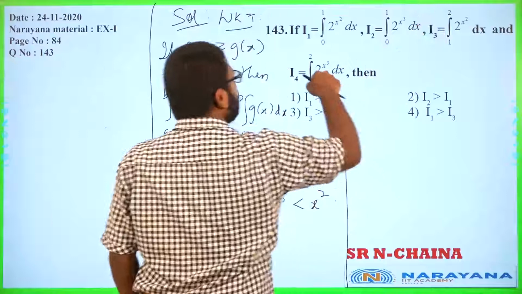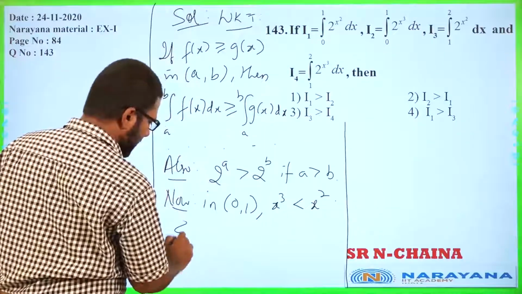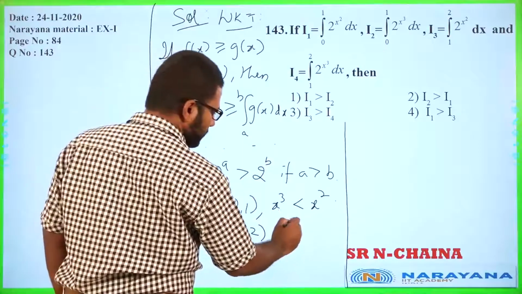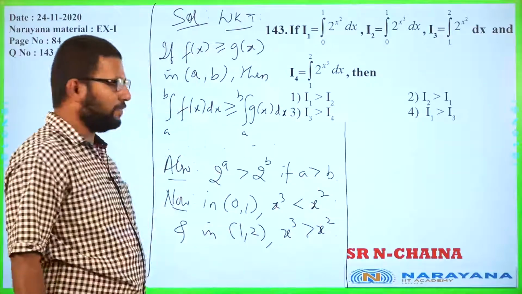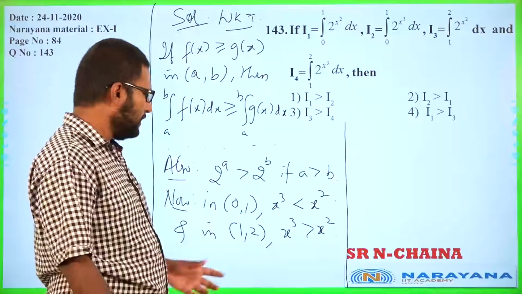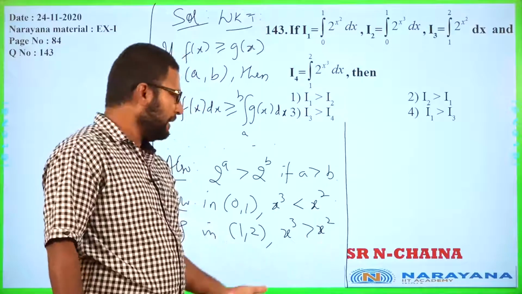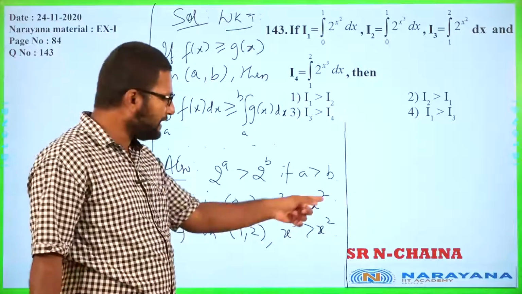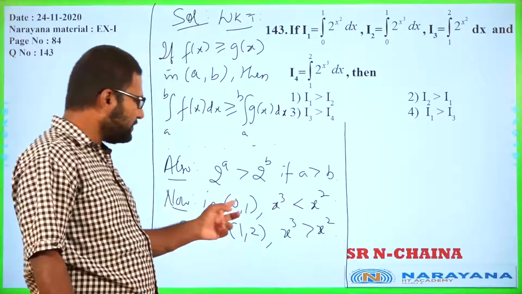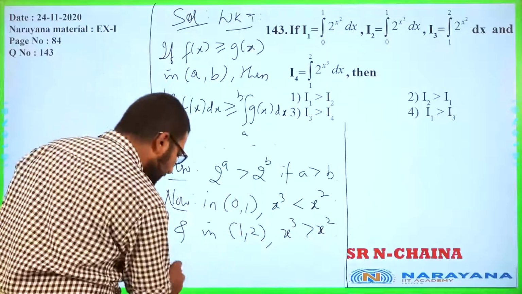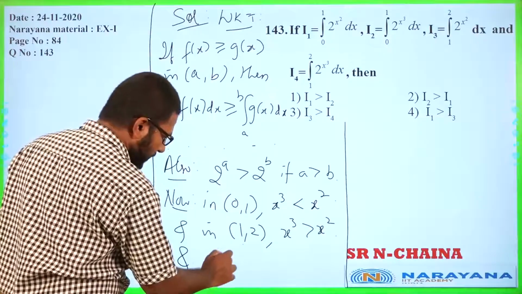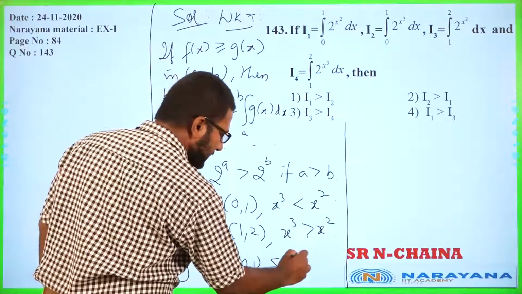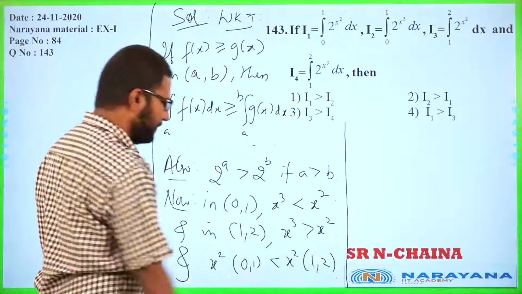The other interval that we have is 1 to 2, once again x square and x cube, and in 1 to 2 x cube is greater than x square, right? Which means when we integrate it, this integral will be greater than this one, and the x square integral will be greater than the x cube integral in those intervals. Which means now we just need to establish a relationship between these two, x square in 0 to 1 and x cube in 1 to 2. And we will say x square in 0 to 1 is less than x square in 1 to 2, right?